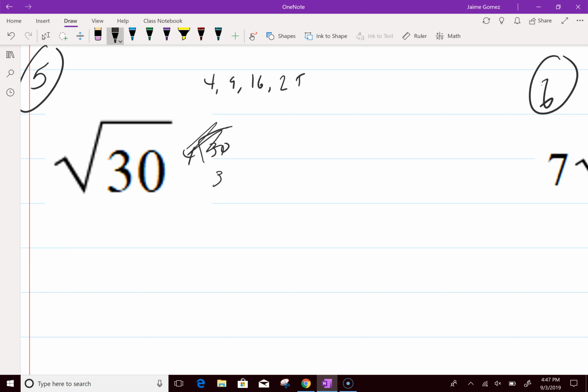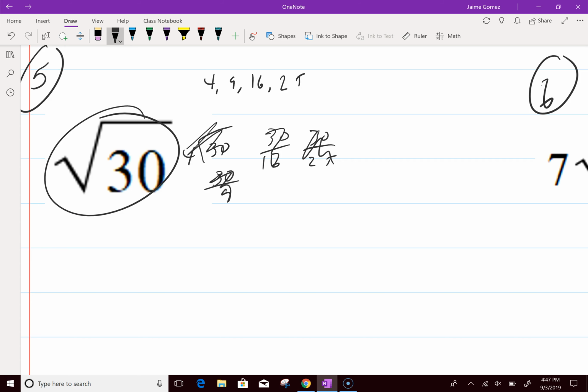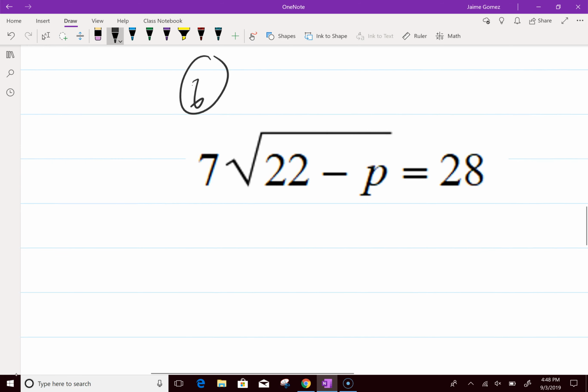Does 9 go into 30? No. Does 16 go into 30? No. Does 25 go into 30? No. What happens when it doesn't go into any of them? Then it stays your answer. That's the answer. You can't do anything to it. It stays the square root of 30. So number 6.